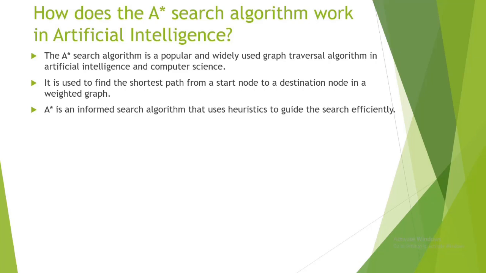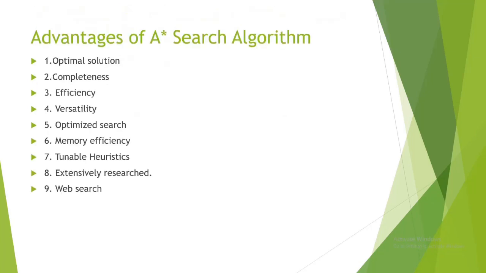How does this algorithm work? The A-star search algorithm is a graph traversal algorithm, which is mainly used to find the shortest path from the start node to the destination node, and it is an informed search with good search efficiency. The main advantages of the A-star search algorithm: first, an optimal solution. A-star ensures finding the optimal path from the start node to the destination node in a weighted graph.